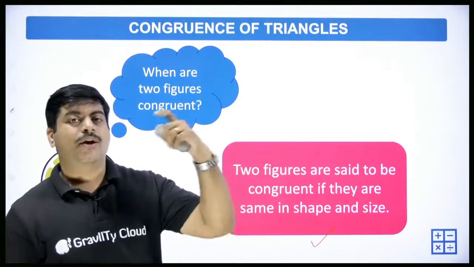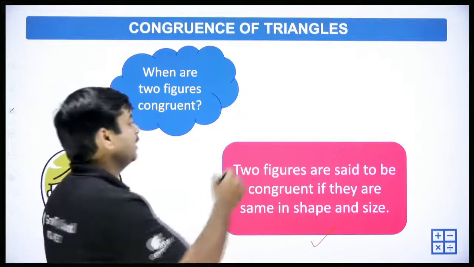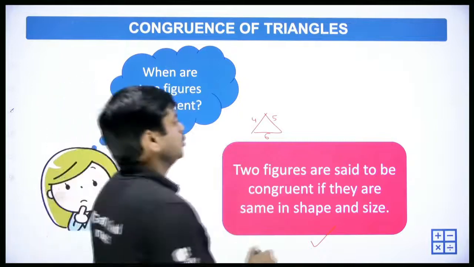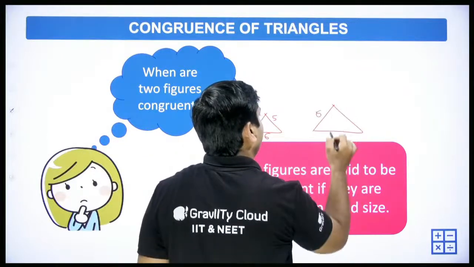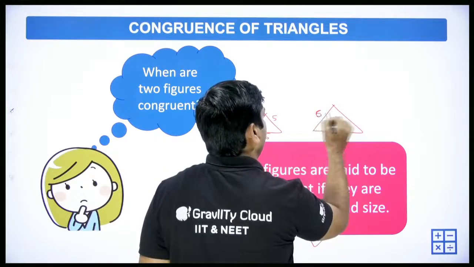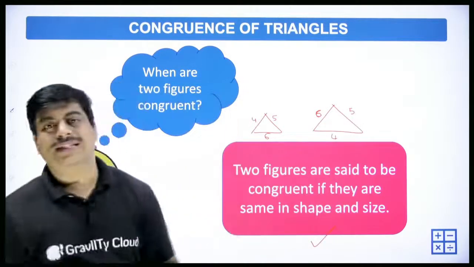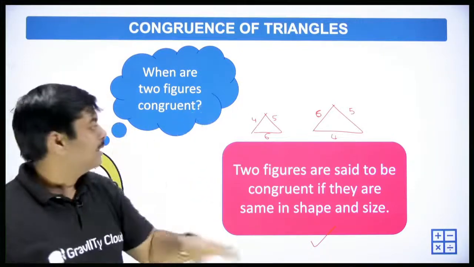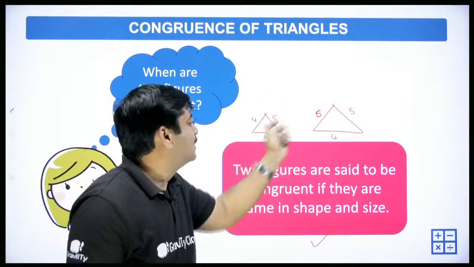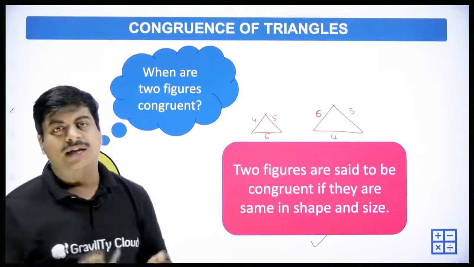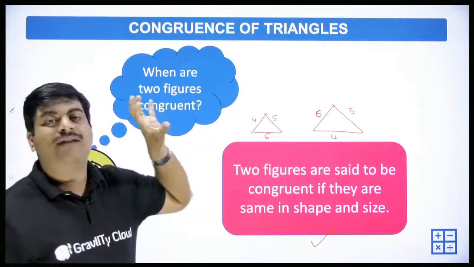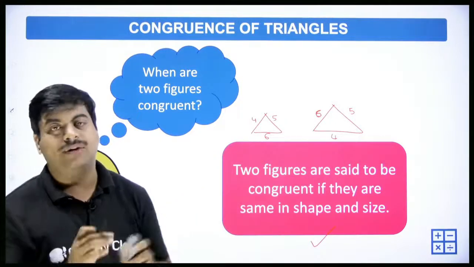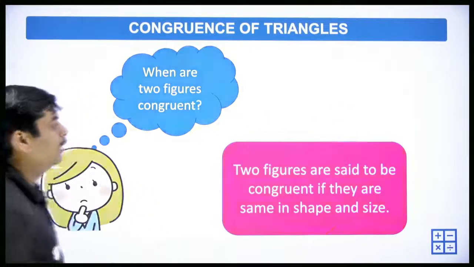One side measurement is 4, 5, 6, let's say. One triangle is having 4, 5, 6 as the side lengths. Let's say the other triangle will be having 5, 4, 6, or 6, 4 and 5. So now tell me, are these two triangles congruent? Yes. This 4 and 4, 5 and 5, 6 and 6, just the orientation is different. The rotation is different, but they have the same shape and size. So we can say that these type of triangles are congruent.